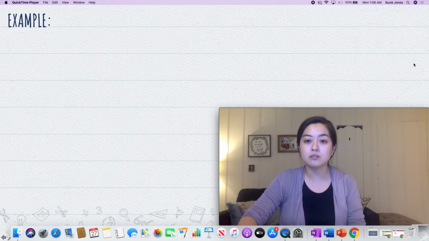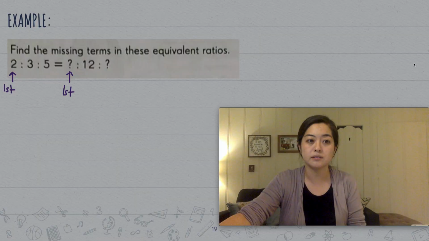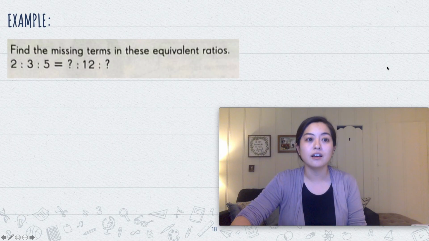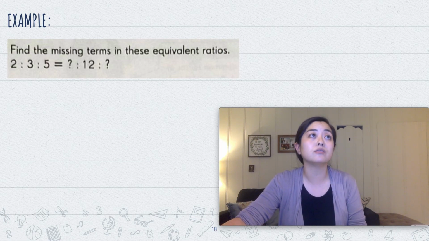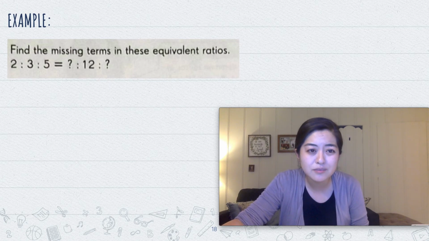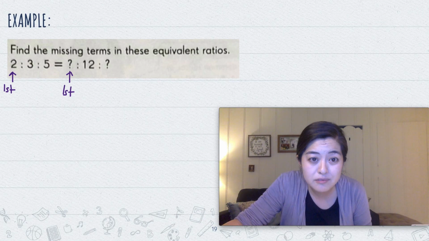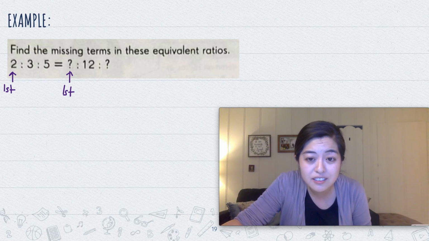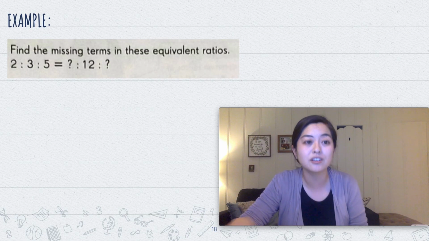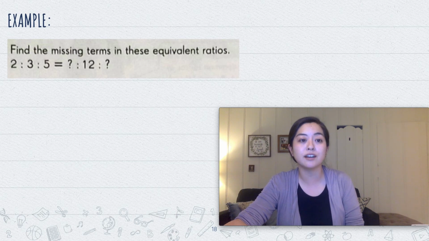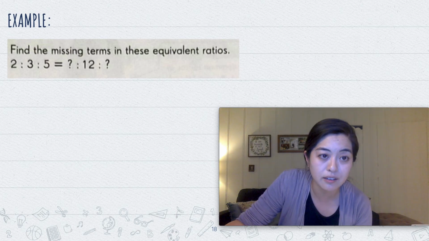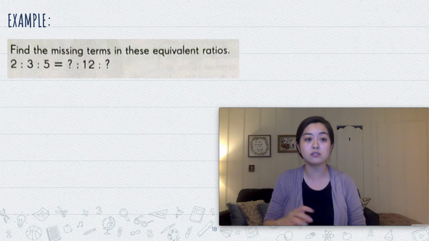Okay, so find the missing terms in these equivalent ratios. We have these two ratios. Let's see if my mouse is going to come back. Okay, I don't see my mouse, but okay. So we have 2 to 3 to 5 is equal to an unknown to 12 to an unknown. You see those two ratios?